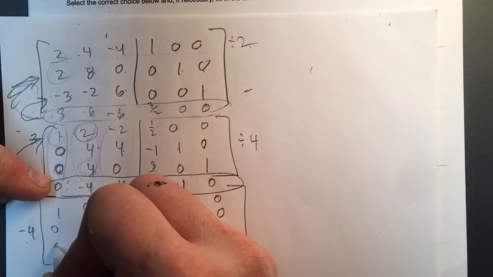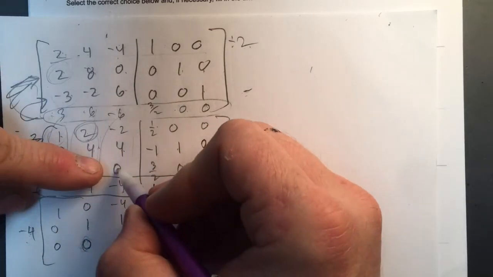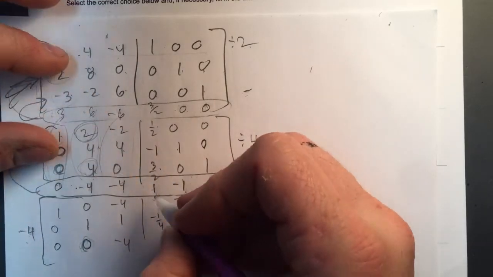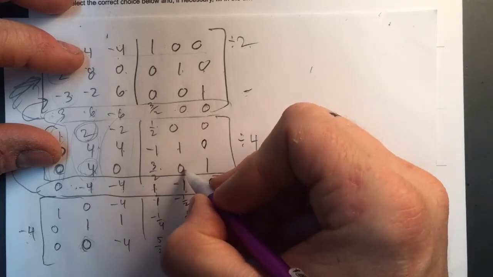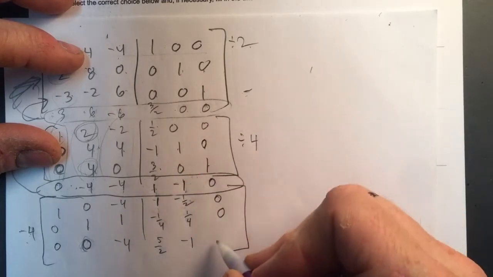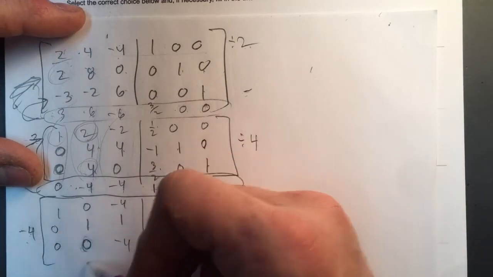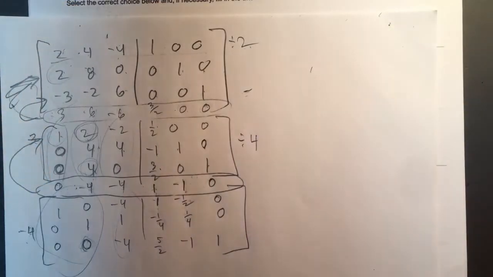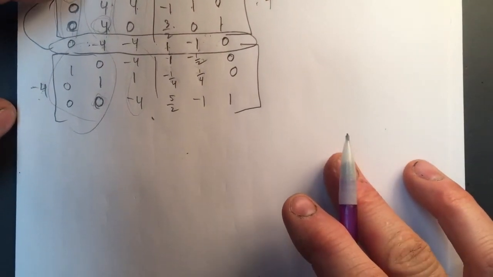0 plus 0 is 0. 4 plus -4 is 0, like I need. 0 plus -4 is -4. 3/2 plus 1, that's 2/2, that'd be 5/2. 0 plus -1 is -1. 1 plus 0 is 1. All right, there you go. My first 2 columns look great. I need to get this 3rd column and I'm done. So we've got one more routine with this.